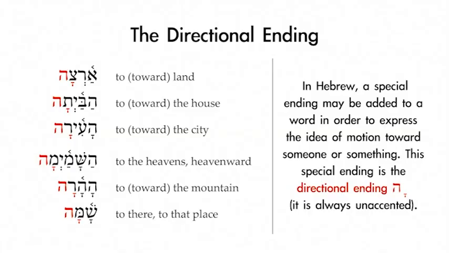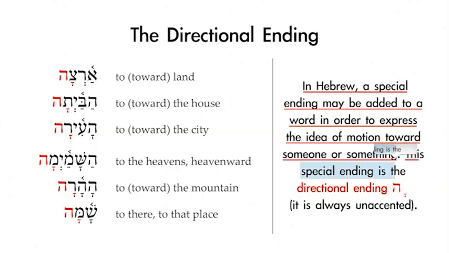Before we move on from this chapter, we're going to cover one more item, and that's the directional ending. Let's look together at the directional ending. So what is the directional ending? In Hebrew, a special ending may be added to a word in order to express the idea of motion towards someone or something. This special ending is the directional ending, kametze, and note that it's always unaccented.